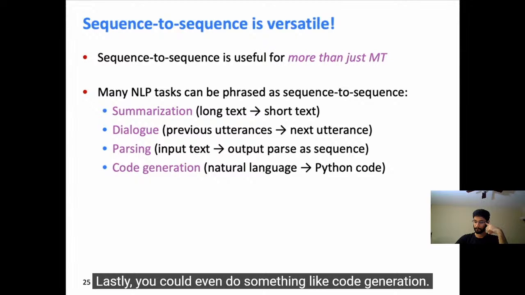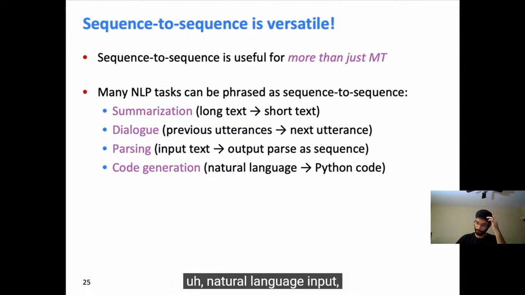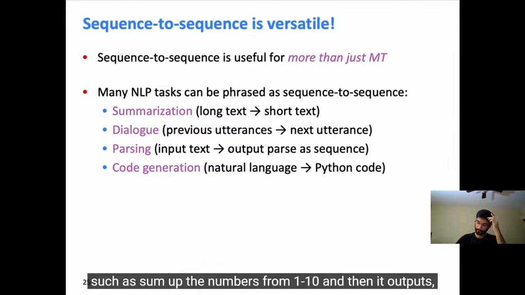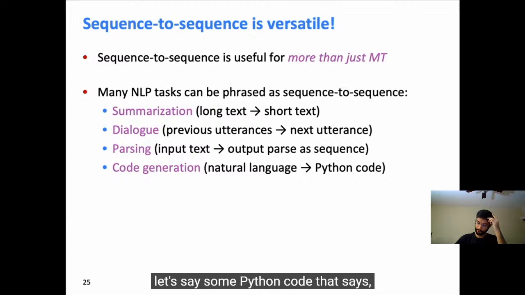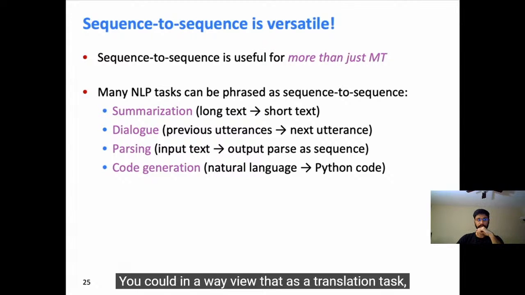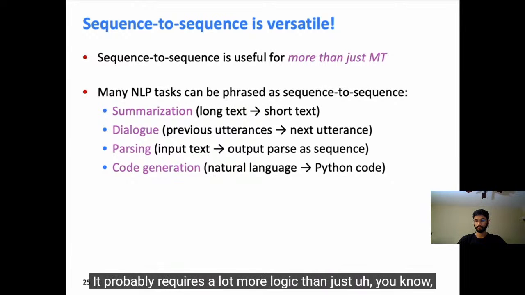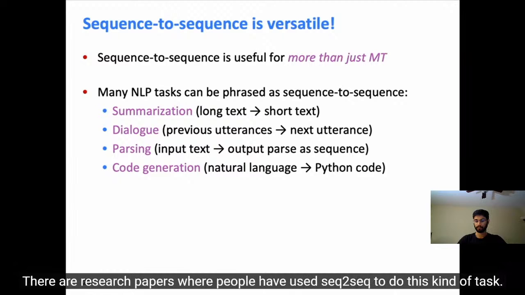Lastly, you can even do something like code generation. So suppose you want to build a system that takes some kind of natural language input, such as sum up the numbers from 1 to 10, and then it outputs, let's say, some Python code that says sum(range(10)), or something like that. So if you wanted to train a system to do this, you could, in a way, view that as a translation task, where you're translating from English to Python. It's a pretty challenging translation task that probably requires a lot more logic than just French to English, but you can try, and people have tried. There are research papers where people have used seq2seq to do this kind of task.